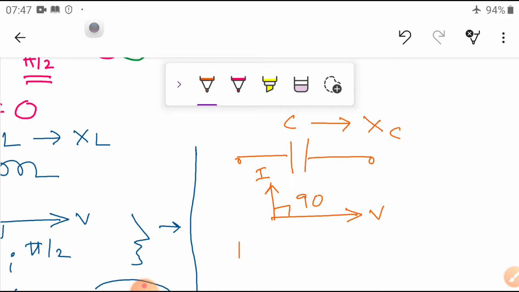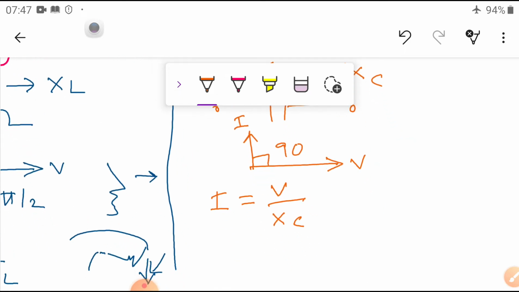Then what is the current? I is equal to V by the ohmic value, that is XC. Okay. Then in this case what will happen? So our father is in the same direction, but it is V. But what will mother do? Mother will go upside. So he is seeing this one.